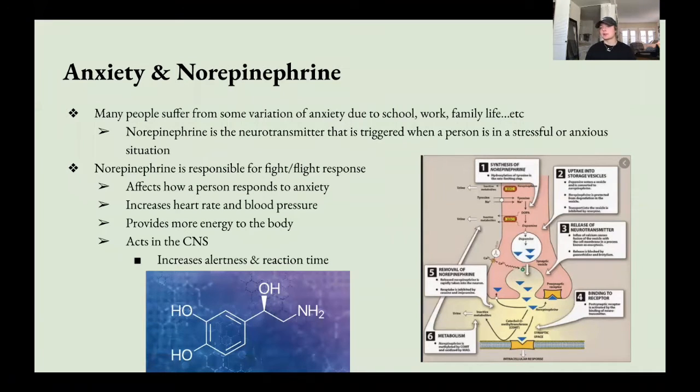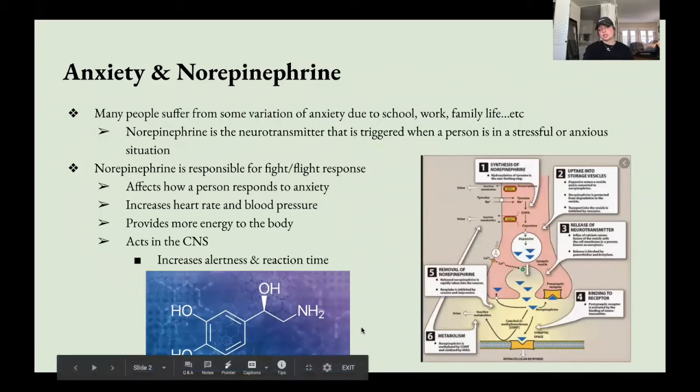Norepinephrine is responsible for our fight or flight response. And so this means that it affects how a person responds to anxiety and stress. It increases our heart rate and blood pressure, provides more energy to the body so that we're able to act in high stress situations, and it increases alertness and reaction time. So we chose to target this neurotransmitter in order to help reduce levels of anxiety.